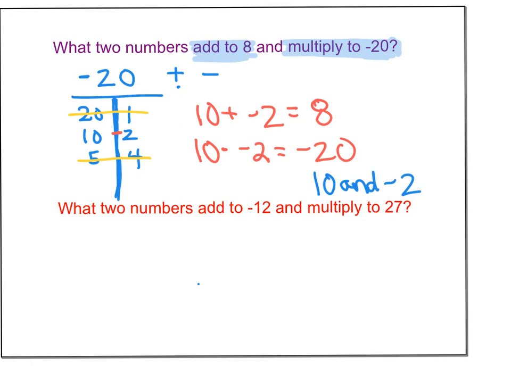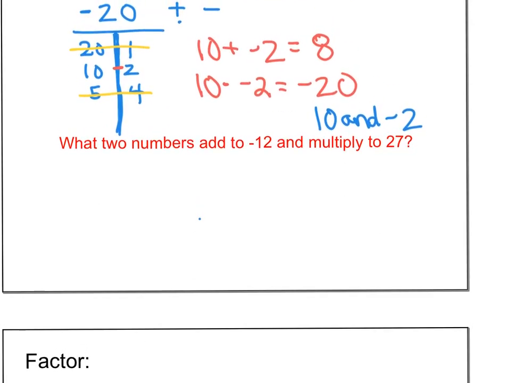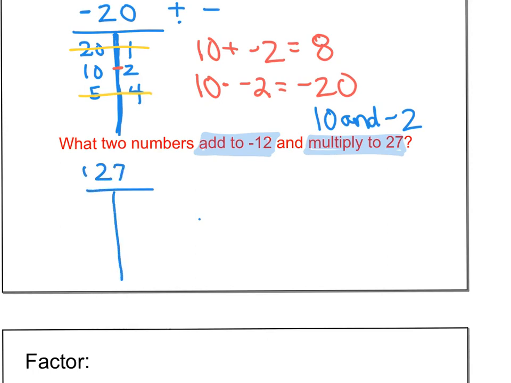All right, let's try this next one. What two numbers add to negative 12 and multiply to 27? So this looks a little different again. We're adding to a negative 12, but we're multiplying to a positive 27. Let's not worry too much about the signs yet and just start making our list, our factors of 27. What are some things that can multiply to 27?